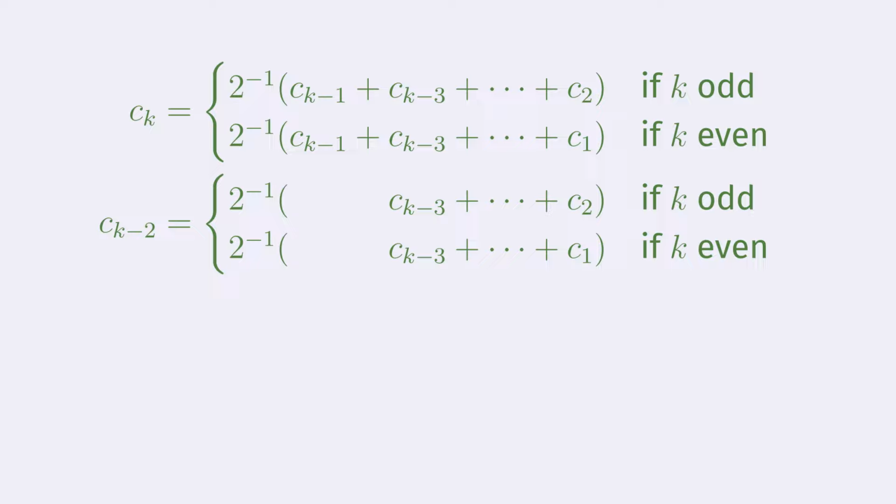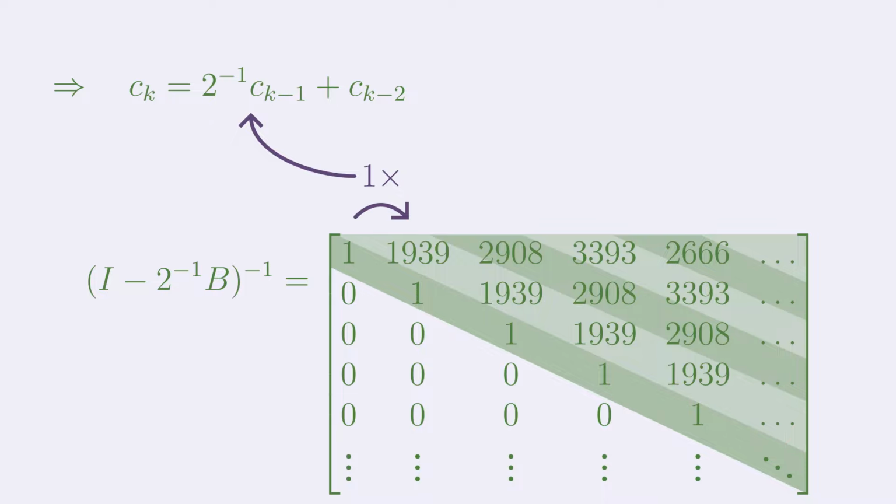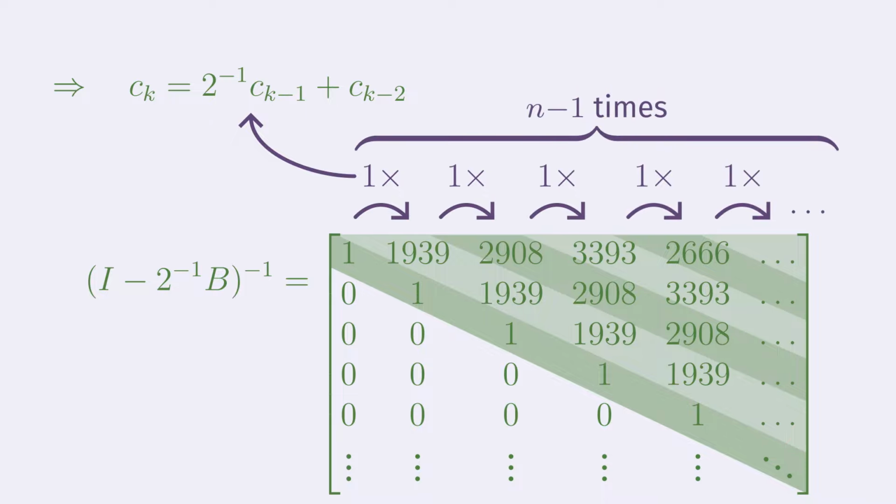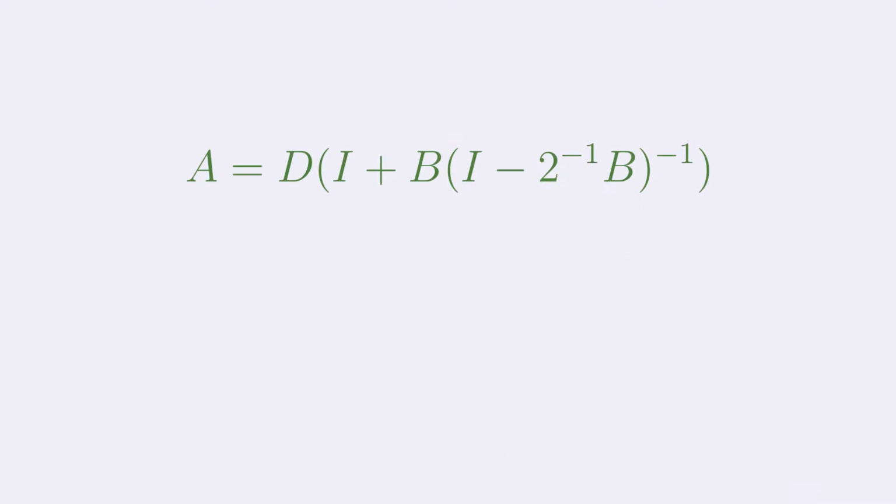This means that we can substitute Ck minus 2 into the expression for Ck to get rid of most of the terms. What we then end up with is the Fibonacci-like recurrence relation Ck is equal to 2 inverse times Ck minus 1 plus Ck minus 2. Each new term only requires one multiplication, which means that calculating all the entries in the inverse matrix only requires around n multiplications. We can extend this method to calculate the matrix A.